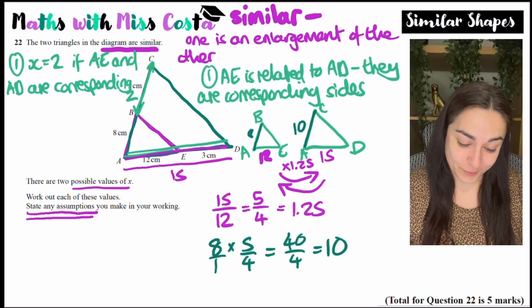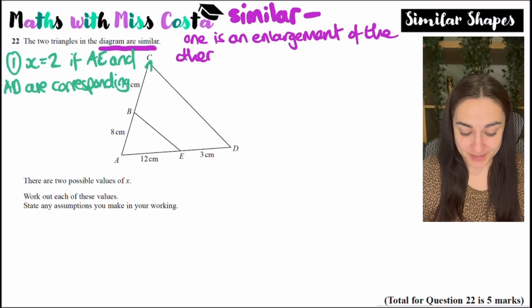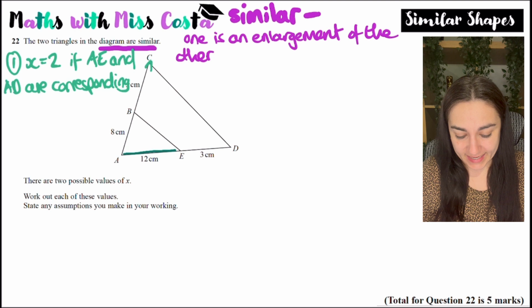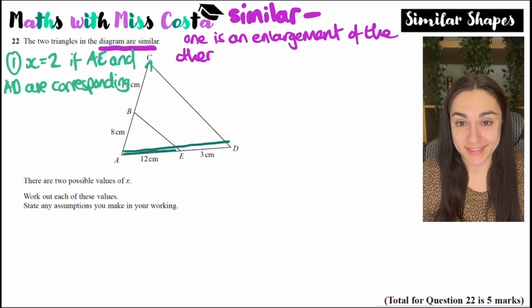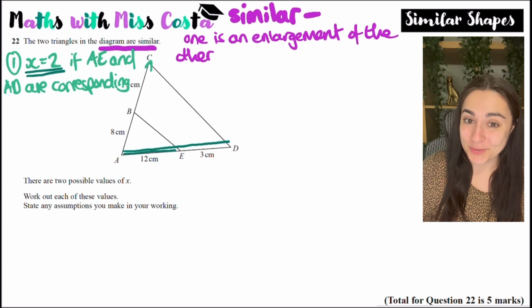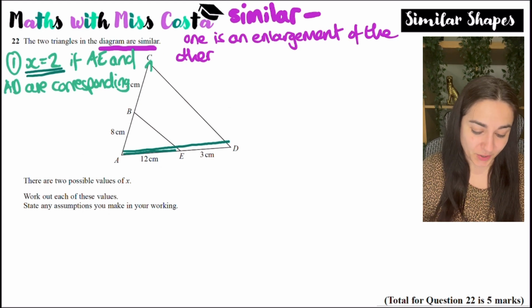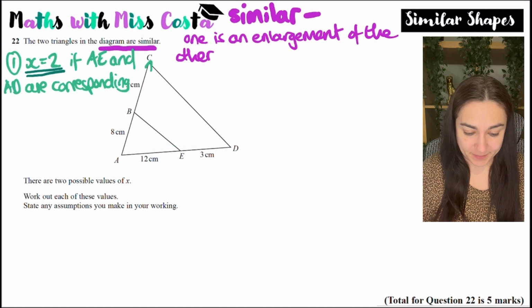The next bit is a little bit tricky. Okay, so using the first assumption, where I assumed that AE and AD were the corresponding sides, I managed to work out that x could be 2, but that is an assumption. I have not been told which sides are corresponding to one another. So there is another possibility.